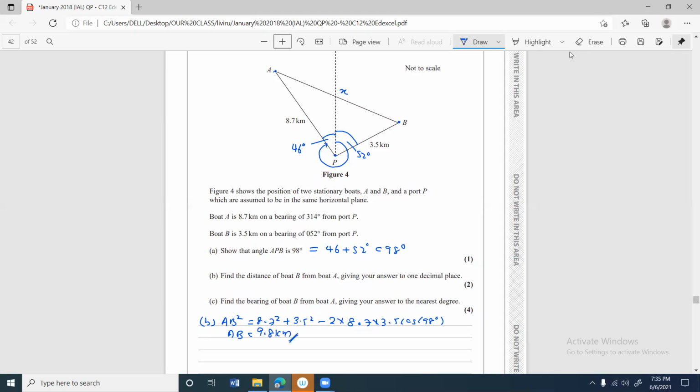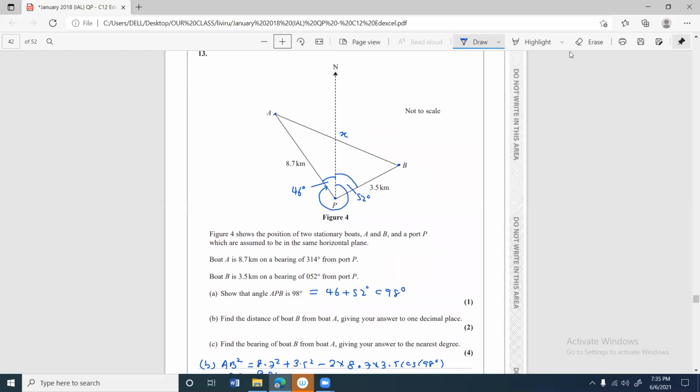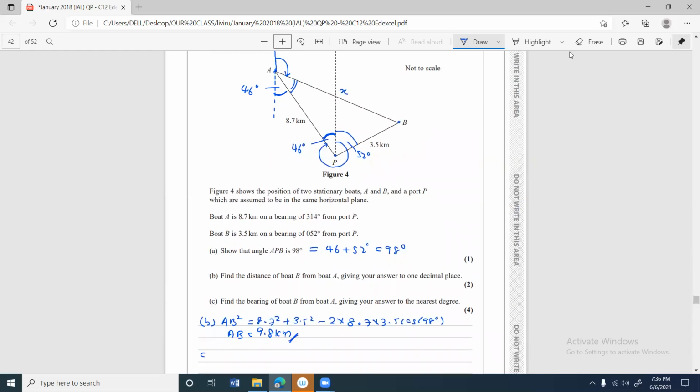Then find the bearing of board B from board A. That means they are referring to this angle. That is what we need to find, because bearing is always measured from north clockwise. How do we find this? I'll make a small construction over here. If you do this, you can see that this angle is alternate to this angle, therefore this is 46. If I find this part of the angle, I can easily find the bearing, because it's totally 180.